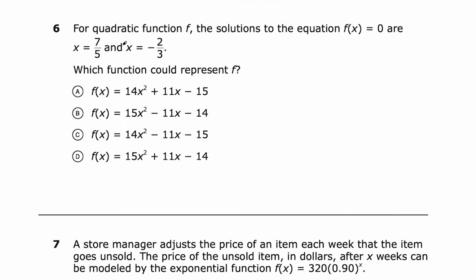Question 6, we have this quadratic function f, and the solutions to the equation f of x equals 0 are x equals 7/5 and x equals -2/3. And we want to know which function could represent f.